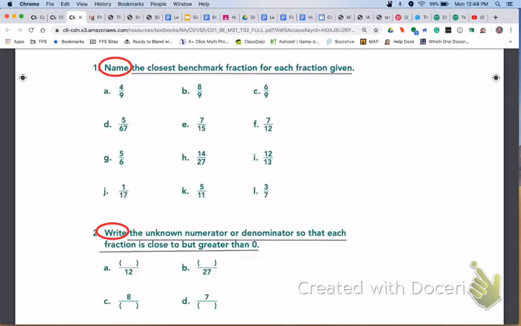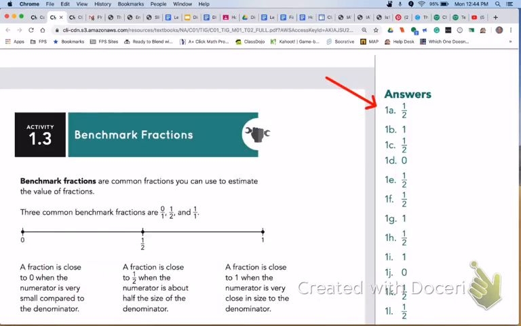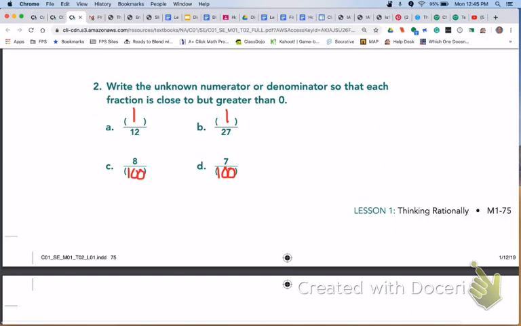Please answer number 1 and number 2 with your group. For number 1, letter A is 1/2, B 1, C 1/2, D 0, E 1/2, F 1/2, G 1, H 1/2, I 1, J 0, and K and L 1/2. For number 2, answers will vary. Here is an example of what you could have for letters A through D. Please check over the unknown numerator and denominator with your group so that each fraction is close to but greater than 0.